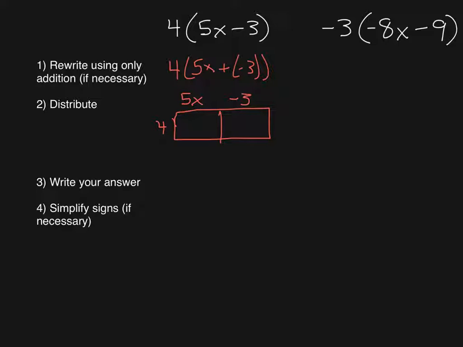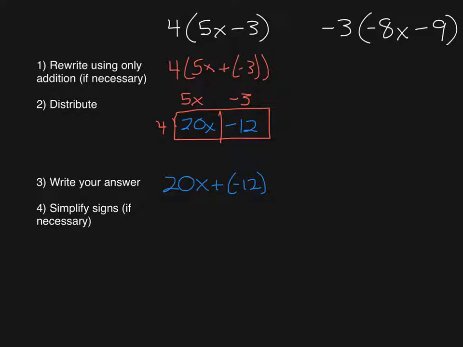Remember, this doesn't really work in real life, but it helps us solve these problems. It helps us simplify these problems if we think about it this way. 4 times 5x, that's going to be 20x. 4 times negative 3 is negative 12. So now we can write our answer. We have 20x plus negative 12.